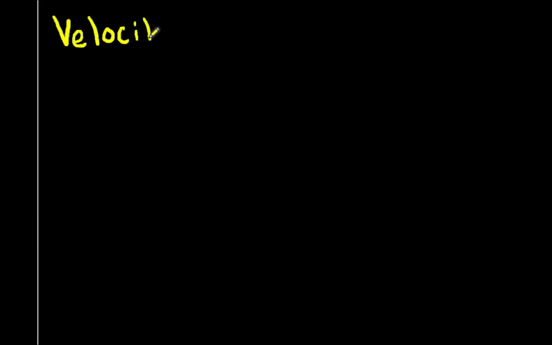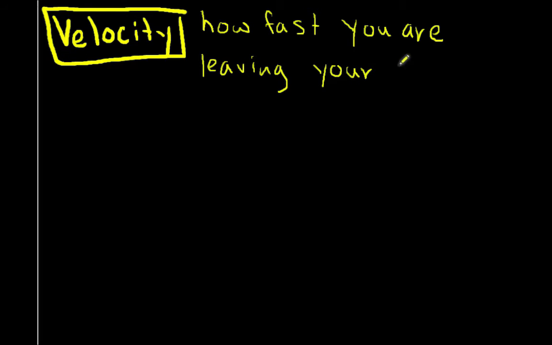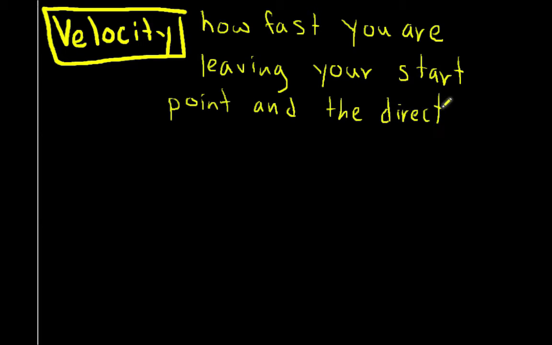Before we move on to some examples, let's also look at the quantity velocity, which is slightly different than speed. It has a different definition and it's calculated slightly differently. Velocity is how fast you are moving away from your start position, and the direction you are moving.